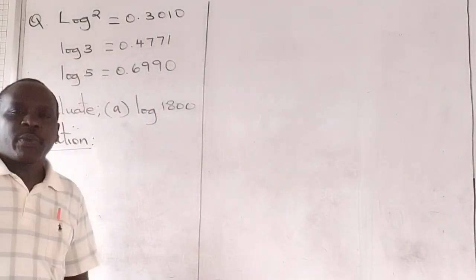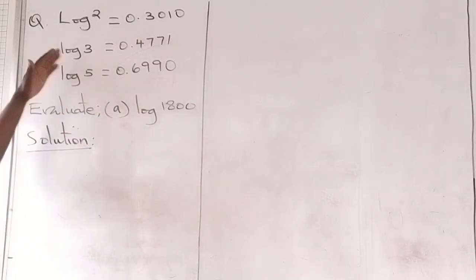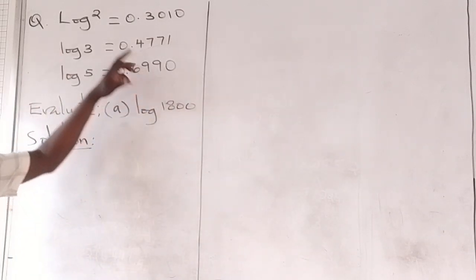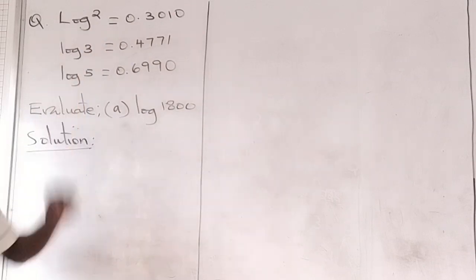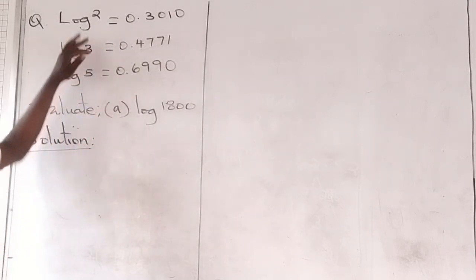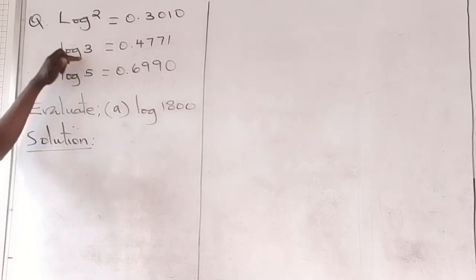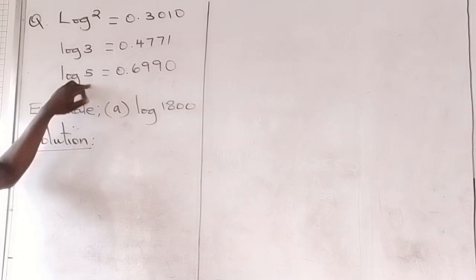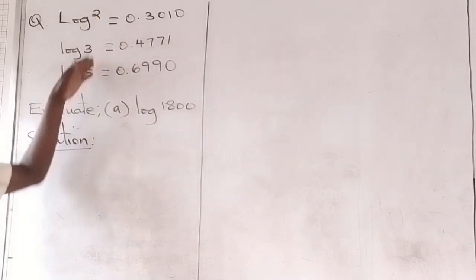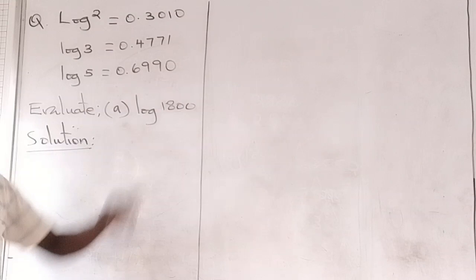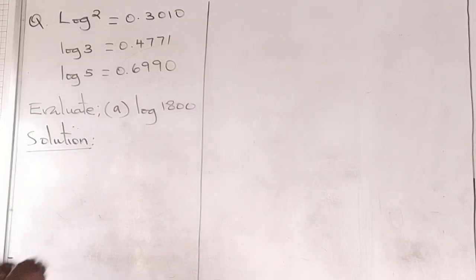Welcome viewers. In our lesson, we are going to discuss how to find the logarithm of a number by using the logarithms of other numbers. Like in this question, we are given the log of 2, the log of 3, and the log of 5. So we can use the logs of these three numbers to find the log of 1800. And this is how we are going to start.